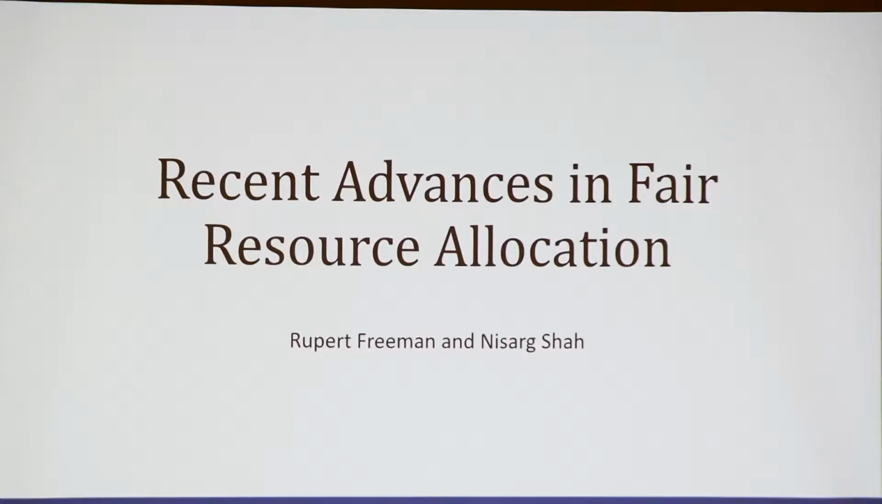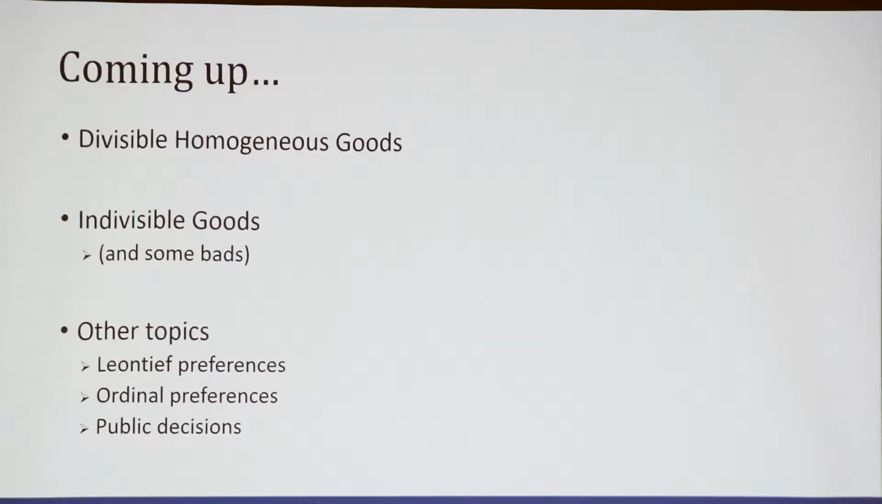So welcome to the second part of this tutorial. We've just been through the cake cutting part. What we're going to talk about now is, fairly briefly, dividing divisible homogeneous goods. This is a super special case of cake cutting. We're going to focus on some things that we can do more easily in this setting. Then we're going to move on and mostly talk about indivisible goods, with a small focus on some indivisible bads as well. And then depending on how we go for time, we have some more topics which we can explore.